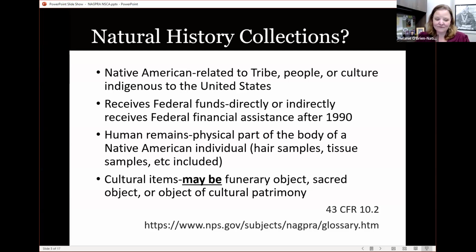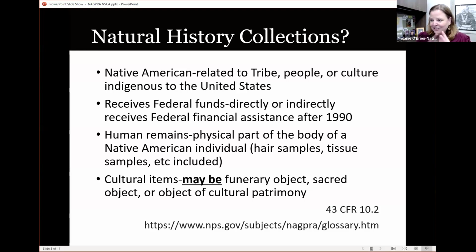So if you are a part of, say, a small county museum that might receive federal funding through the larger county entity, that would still qualify that county museum as receiving federal funds.